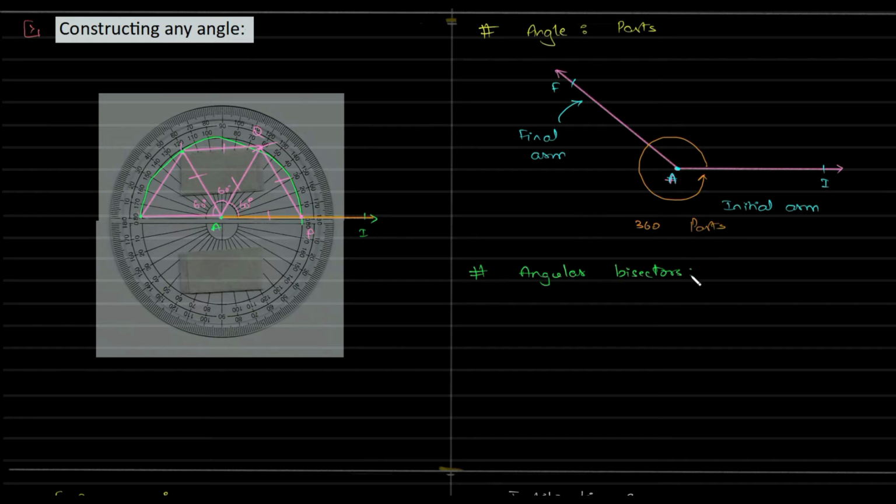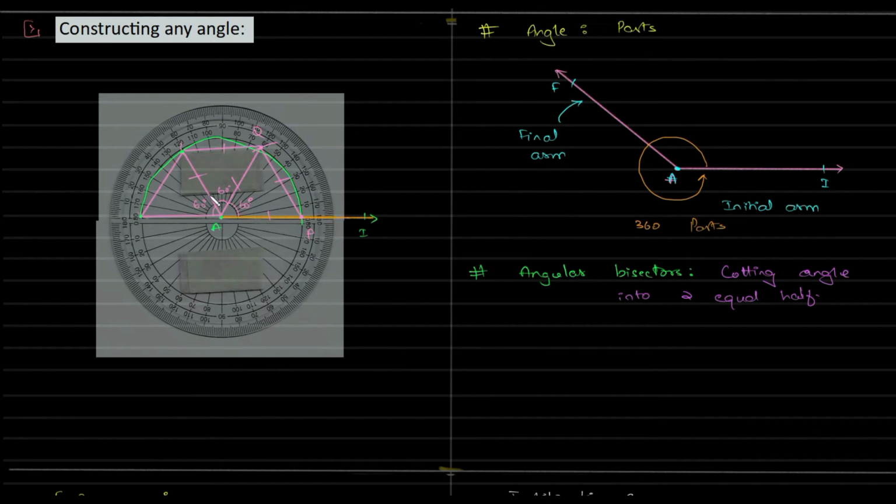bisectors. So how do angular bisectors work and what are they? They are able to cut angles into two equal halves. So with this logic, we are able to cut an angle.